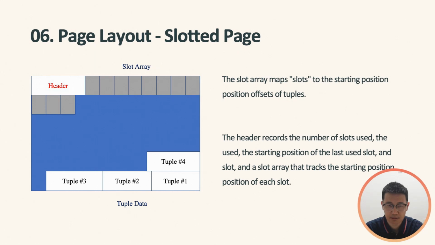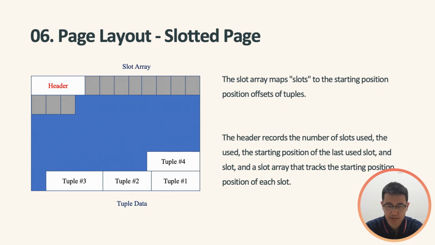So first, let's look at the slot page method. What is the slot page method? It's a slot array. This slot array maps the starting offset of tuples. The page first has a header. In this header, it records the number of slots, the starting position of the last used slot, and a slot array that tracks the starting position of each slot. The slot array maps the starting offset of tuples.